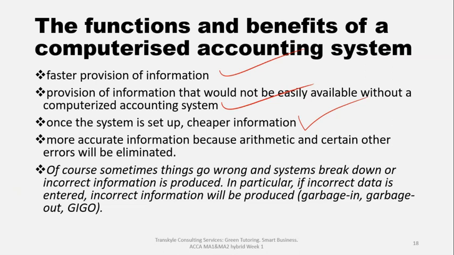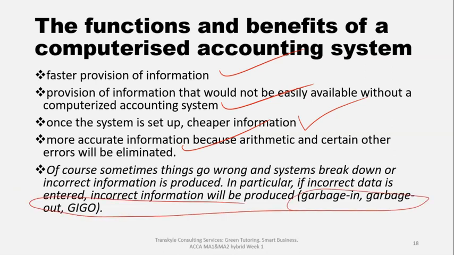Then, there is improved accuracy in the way information is disseminated because arithmetic and certain other errors would be eliminated in a computerized system. Of course, we need to be careful of the concept of garbage in, garbage out, the GIGO, because computers themselves are simply machines. If you input corrupt or incorrect data, do not expect computers to perform miracles. They are going to just produce bad or incorrect information. So that's the GIGO, garbage in, garbage out.